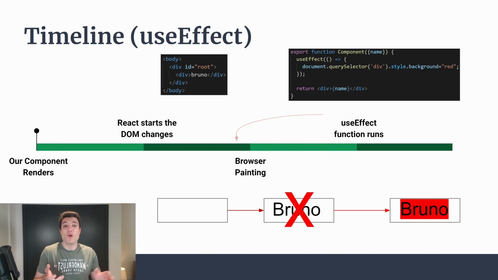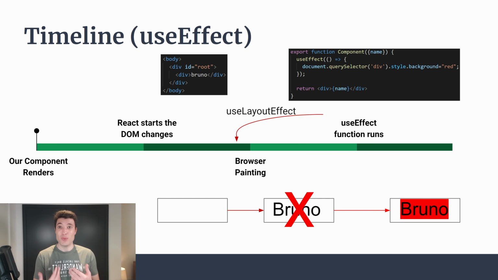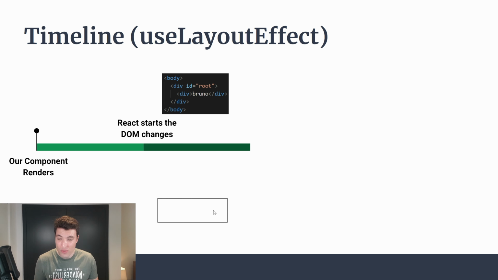And for that, you want something that allows you to run your effect before the browser paints. And for that, we have the useLayoutEffect. So let's jump into the next screen because this one is getting a bit too messy, and just look into the useLayoutEffect after the moment that React does the DOM changes. If we are using useLayoutEffect, it will run immediately after the DOM changes from React, synchronously, immediately after.